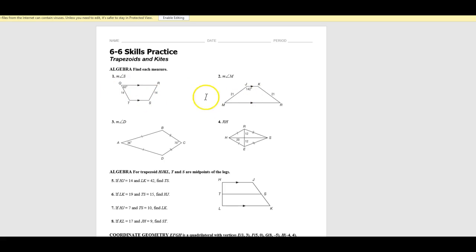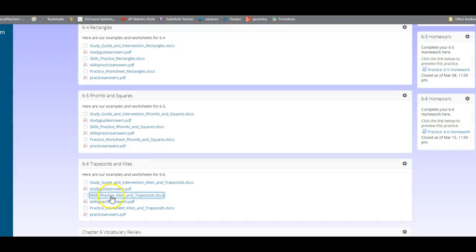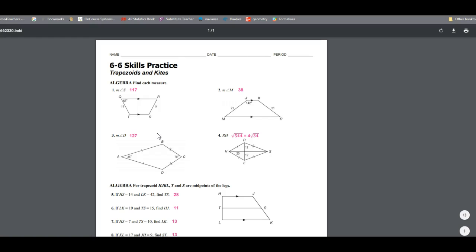So, for example, I put this was 2 days, so trapezoids and kites, they probably want to wait until we finish the whole section before they would do that 6.6 homework, okay? But suppose they needed help with it. Again, here's the skills practice, but then the skills practice answers are here as well, okay? So there it is. There's the measure of angle S, 117.